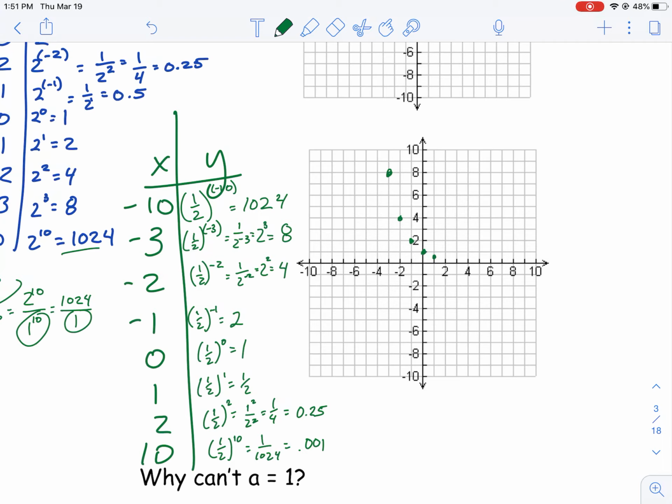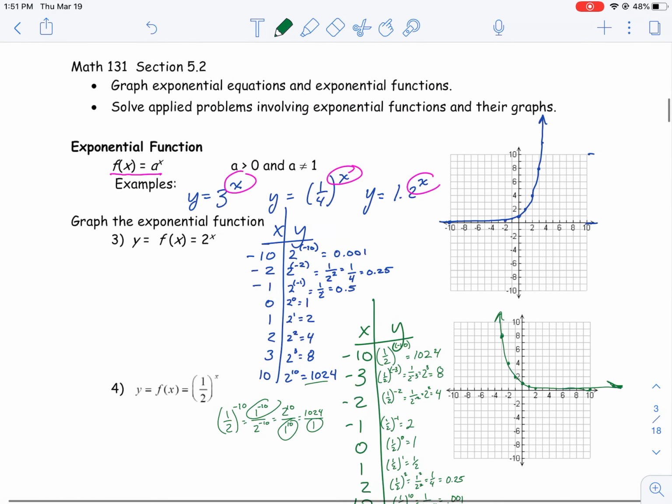When x is 1, it's 1/2. When x is 2, I'm at 1/4. When x is 10, it's basically 0, just about 0. And again, we get a similar curve, but this time, instead of starting really slowly and then shooting up really quickly, this one starts quickly, drops off quickly, and then ends up close to 0.